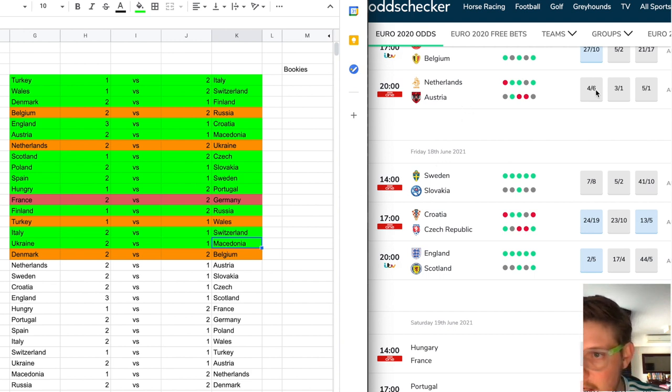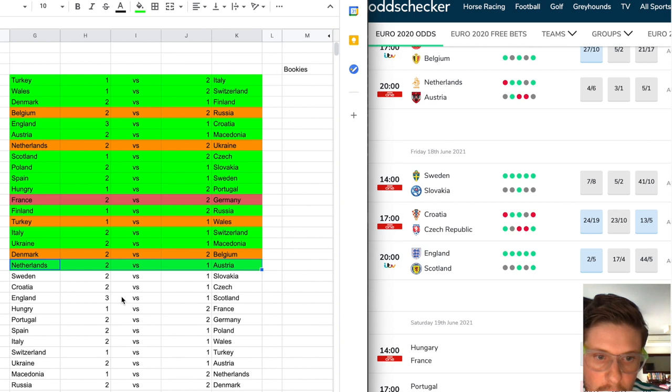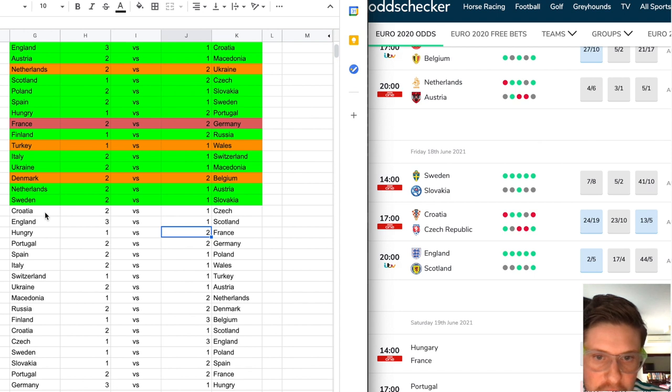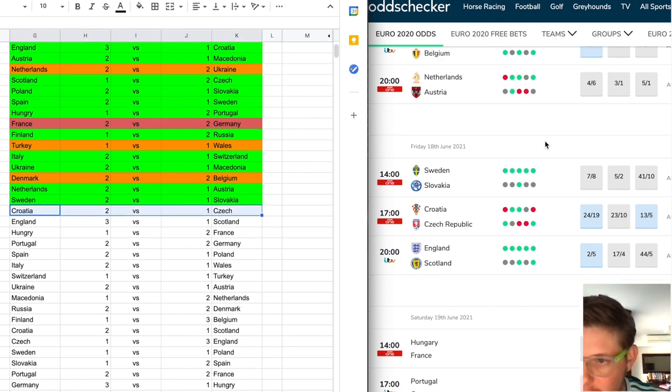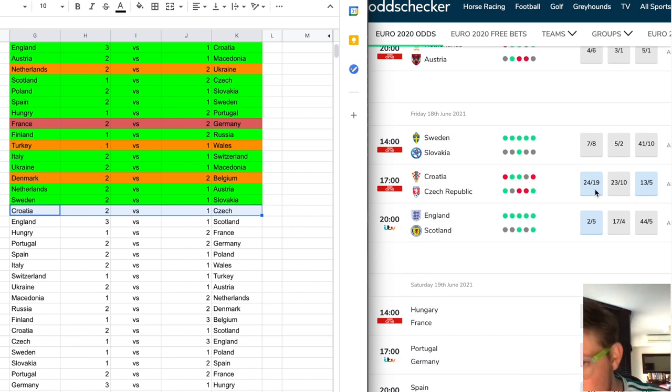Netherlands, Austria, it is favoring the Netherlands, and we're also favoring the Netherlands, so we get another green one. Sweden versus Slovakia, and it's favoring Sweden. Yeah, we're also favoring Sweden as well. So Croatia versus Czech, we're favoring Croatia. Remember, they got into the finals last time. Just see, 24 divided by 19, that number is going to be lower than 23 divided by 10. Yeah, so it's also favoring Croatia.